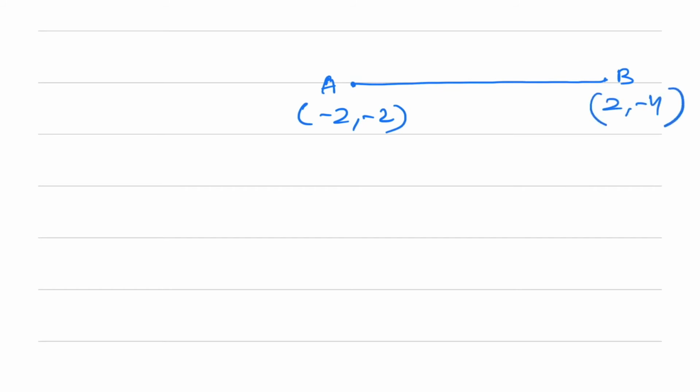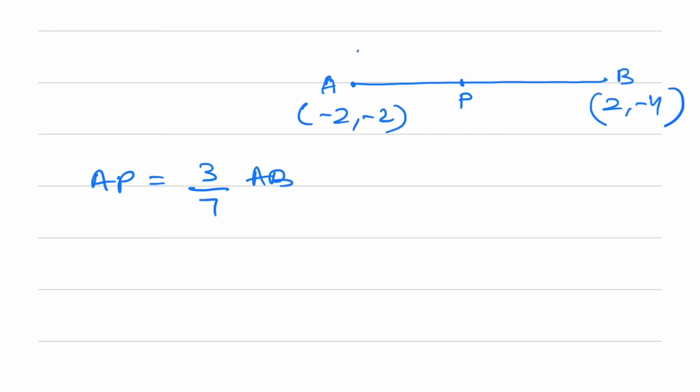In this question, we have 2 points, A and B, and we are given the coordinates A(-2, -2) and B(2, -4), and we have to find the coordinates of P such that AP is equal to 3/7 of AB.